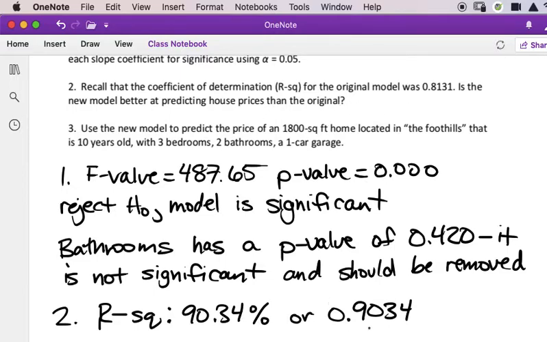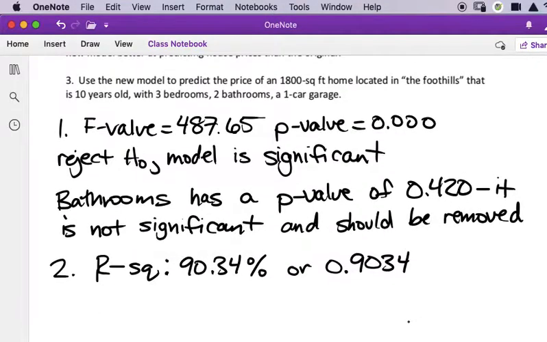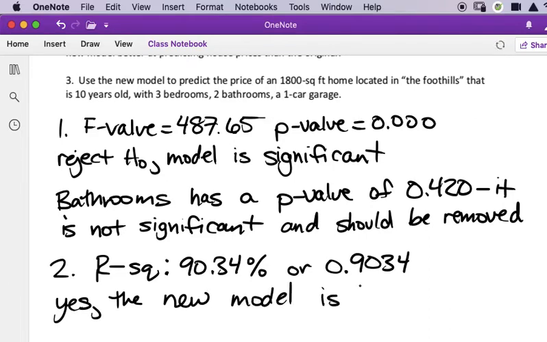So, is this a better model? Yes, because the R-squared value is higher. Remember that this is the percent of variation that is predicted by the variables in the model. So I went from 81% to adding the variable of neighborhood, raised that up to 90%. So I'm predicting 90% of the variation in home prices. So we'll say yes, the new model is better.